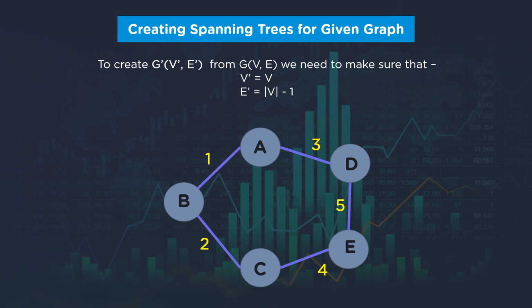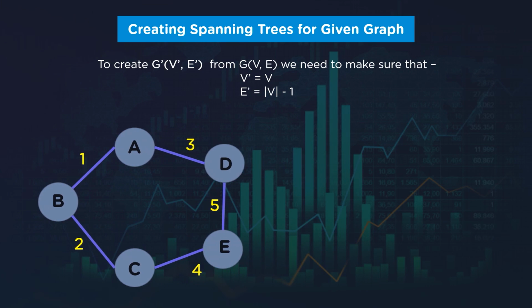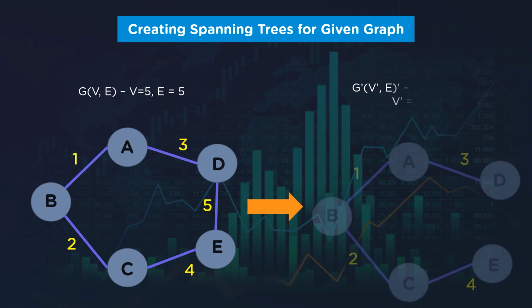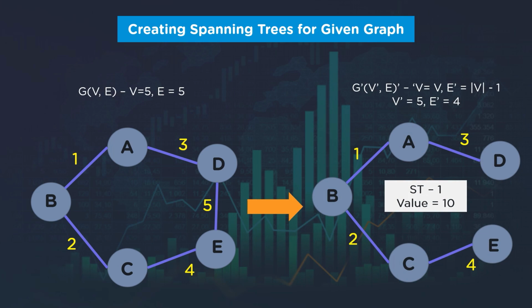To create the spanning tree G', we need to ensure that G' contains 5 vertices and 5 minus 1, that is 4 edges. Hence, for this graph, we can create a spanning tree like this. You can observe that we have eliminated one edge in the spanning tree to remove the loop or cycle in the graph. For this spanning tree 1, we have a cost or value equal to 10, and this cost is nothing but the summation of all edge weights.